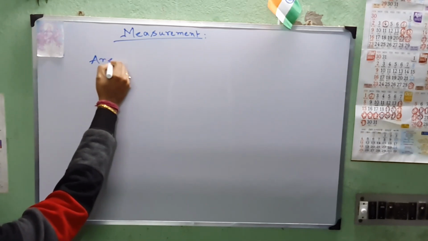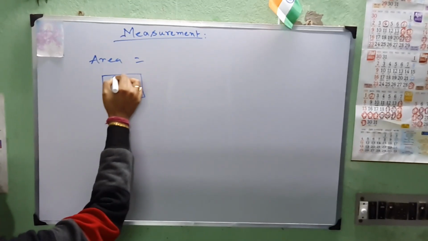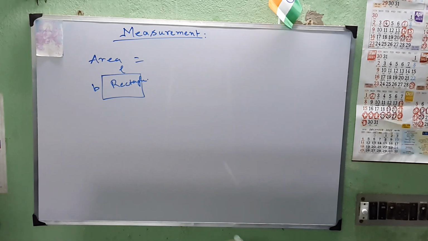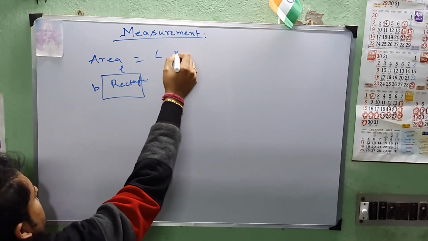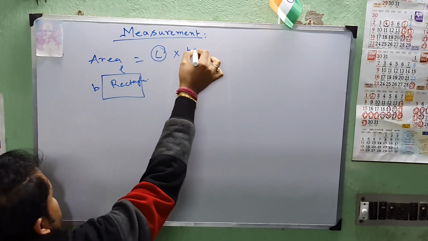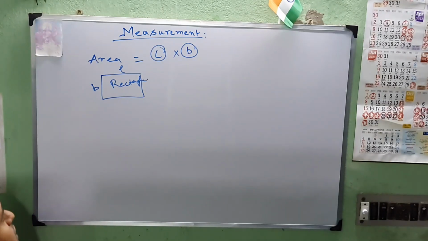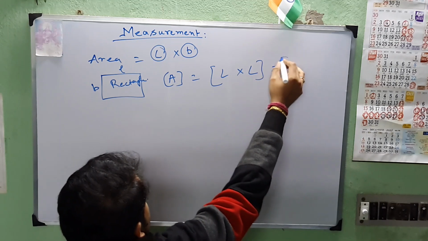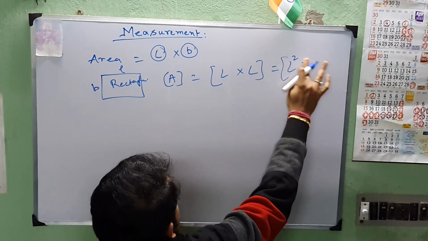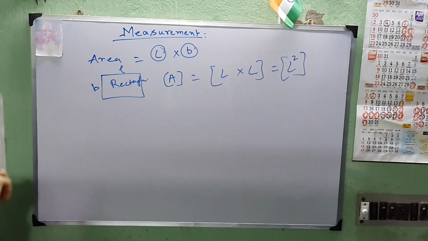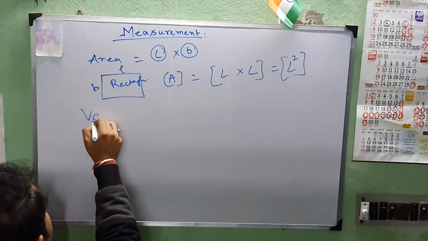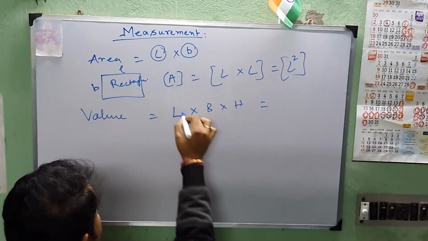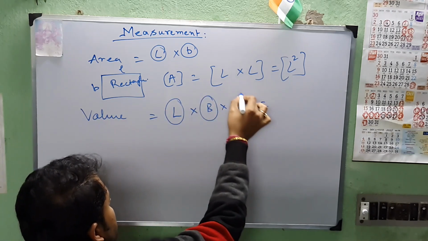Now area. This is a rectangle, with length and breadth. What is the area of the rectangle? L into B. L is also length and B is also length. Volume is L into B into H: length, length, length.